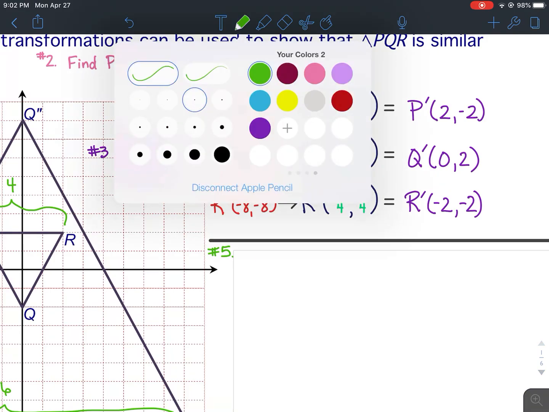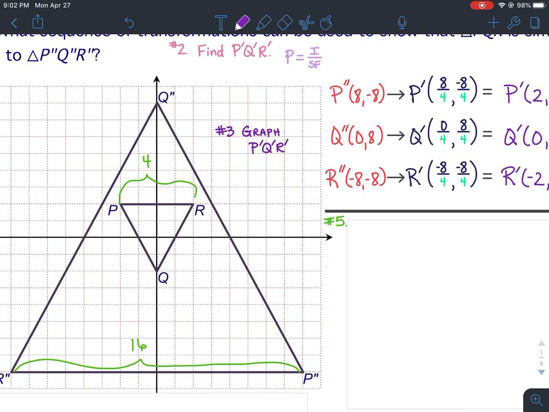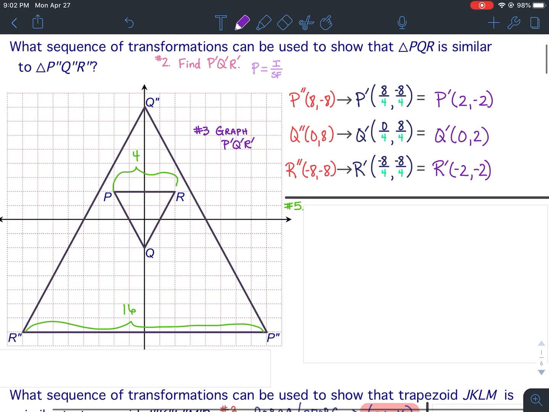Okay, step 3 is to graph P prime, Q prime, R prime. So I go back over to my graph here. P prime is at 2, negative 2. So I go to the right 2 and then down 2. That's P prime. Q prime is at 0, 2. 0 for the x coordinate means I don't move left or right. I just need to go up 2. That would be Q prime. Negative 2 means I go to the left 2 and then down 2. That would be R prime.